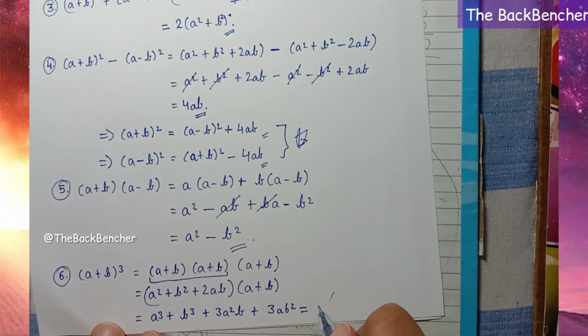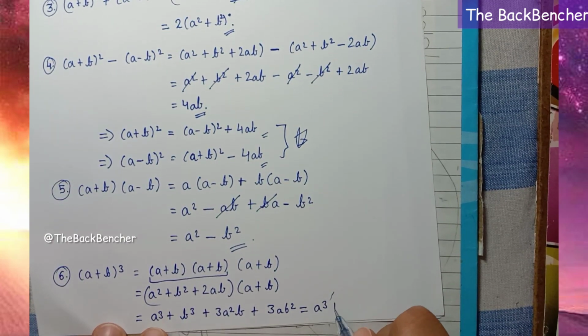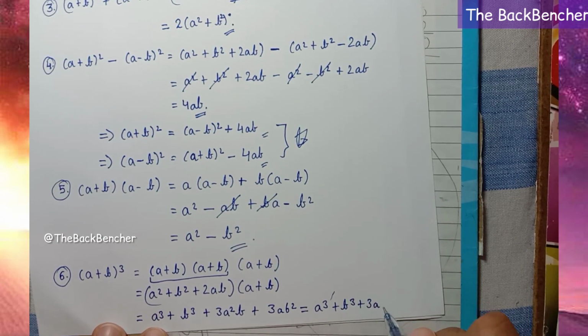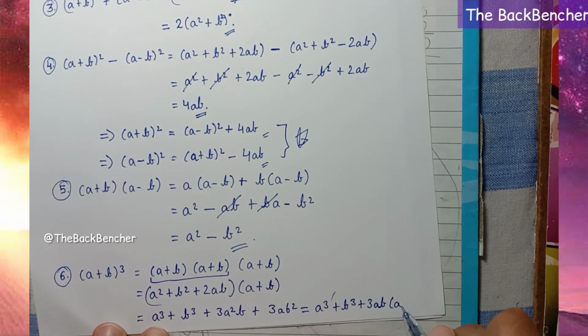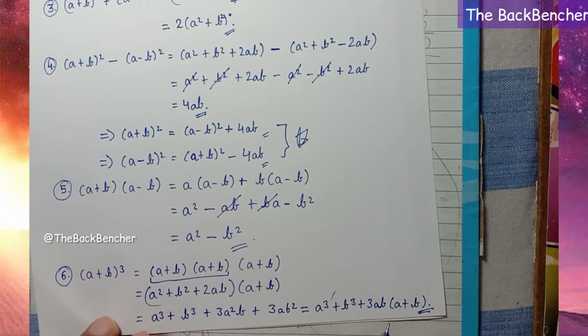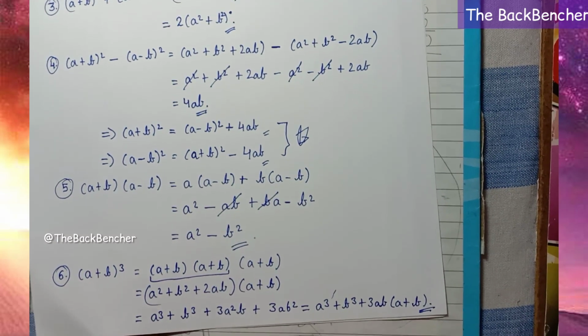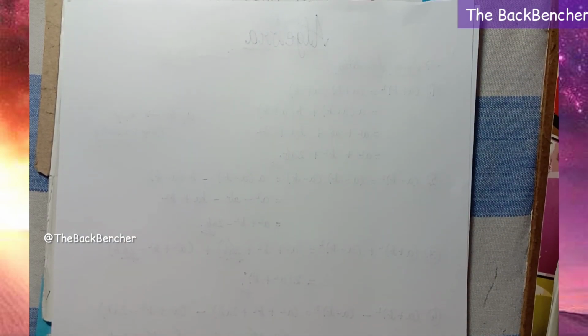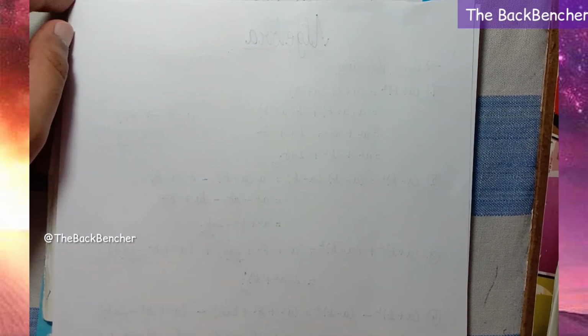Okay, and you can take this a cube plus b cube and taking 3ab common from the equation, you will get 3ab, and in the bracket (a+b). Okay, a cube plus b cube plus 3ab(a+b). These are the first six equations. These are very basic. Okay, now moving on to the seventh equation.